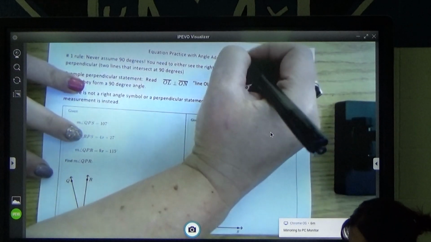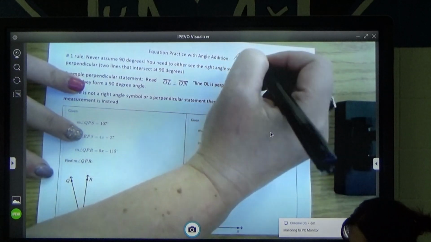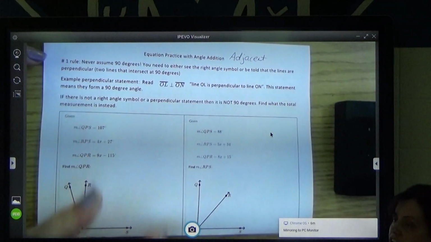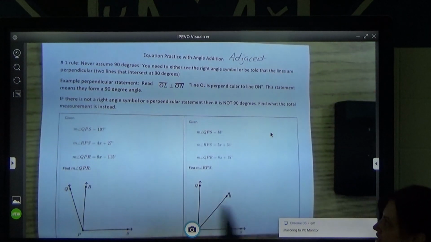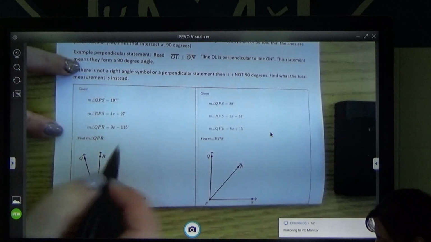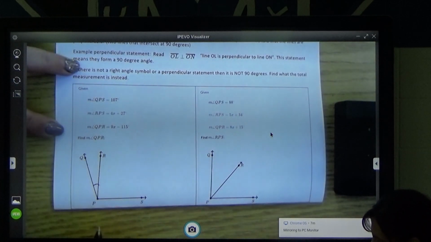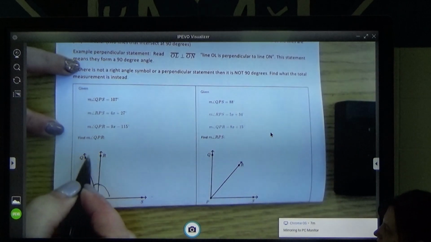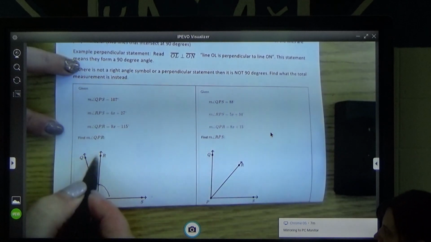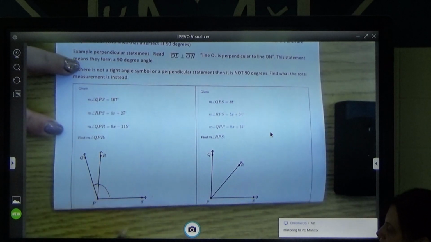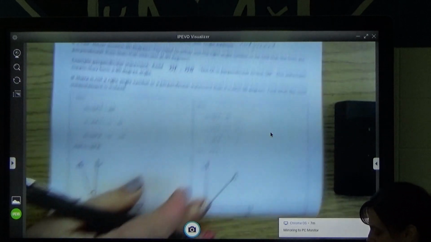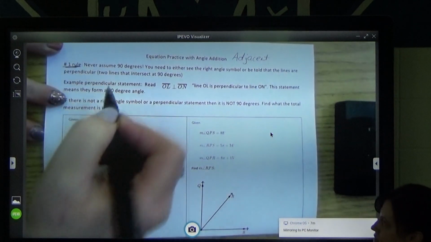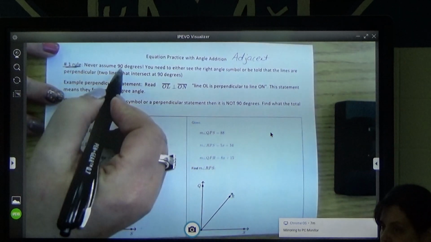What we're going to be looking at is examples of adjacent angles. Two angles that come together add up to equal a grand total. You can see several examples. We know this angle, QRP, and that angle, RPS, would add together to equal the larger angle, QPS. That's adjacent angles. Now, before you get started, I want to talk about rule number one: never assume 90 degrees.